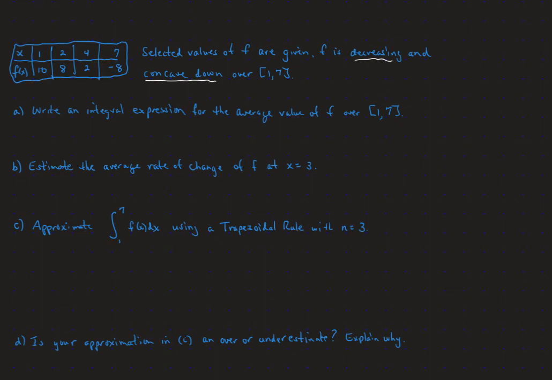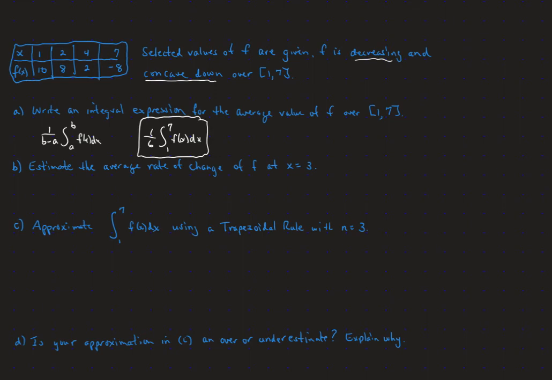So the average value of a function is 1 over b minus a times the integral from a to b of f of x. So in this case, since a is 1 and b is 7, our integral expression is going to be 1 over 7 minus 1, which is 6, times the integral from 1 to 7 of f of x dx. And that's all we were asked to do, is come up with an integral expression.